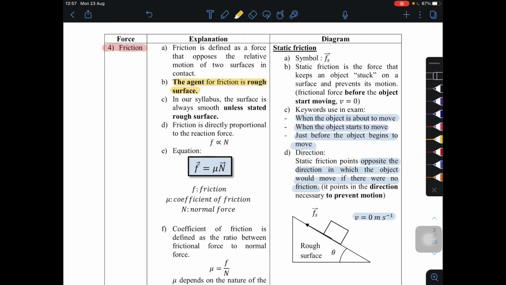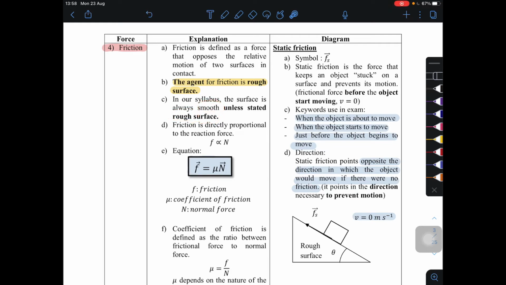Okay, next one is a friction force. So friction force, the agent here is rough surface. Okay, in our syllabus, we always assume that the surface is smooth unless it is stated that the surface is rough. So kalau tidak dimention dalam soalan perkataan rough surface, bermaksud surface tu adalah smooth.